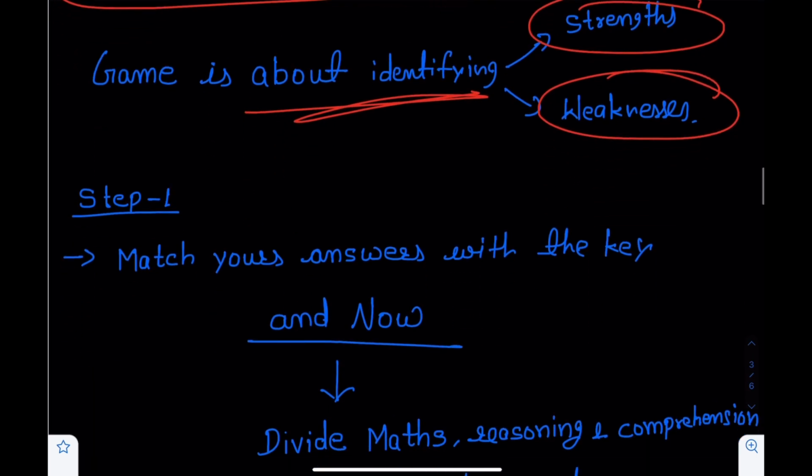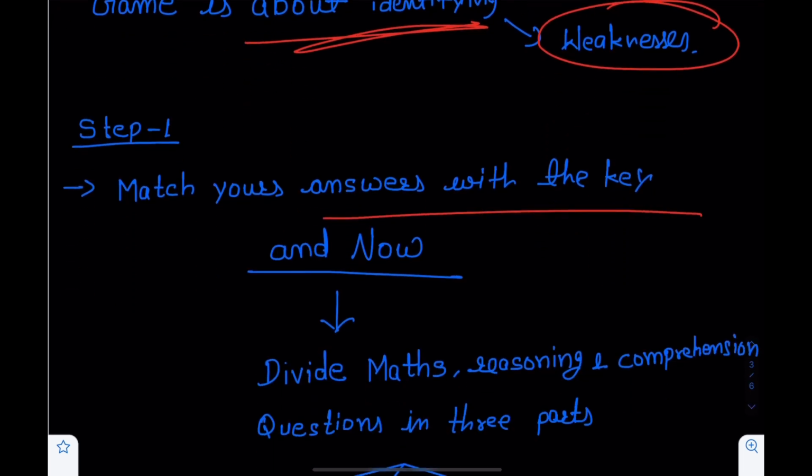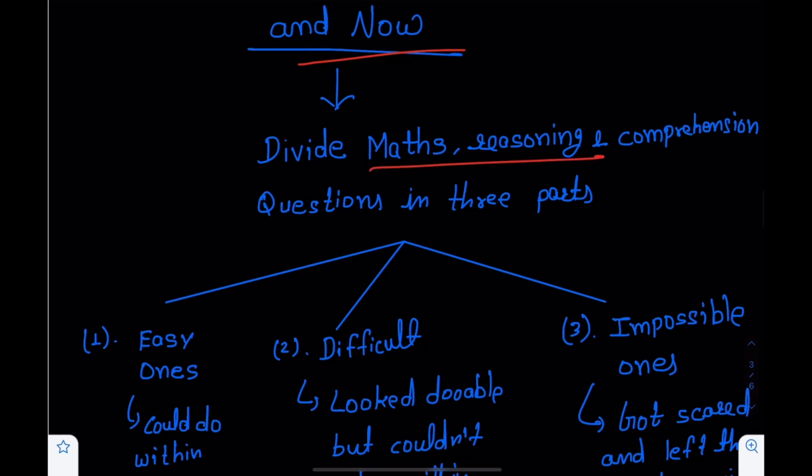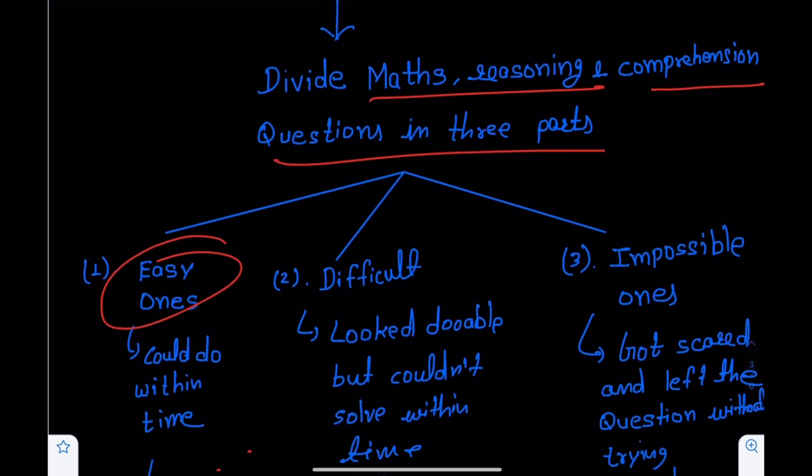So in this particular part, how you should play the game is that you match your answers with the key, and now you need to divide your math, reasoning, and comprehension questions into 3 parts. The first one is the easy ones. So which questions are the easy ones, which you could do within time?